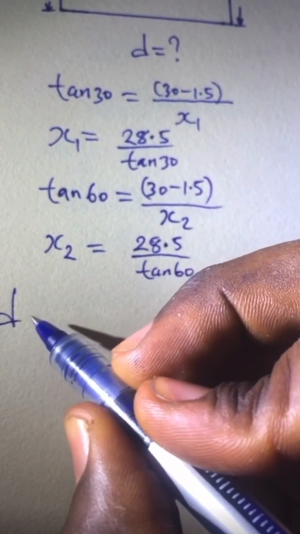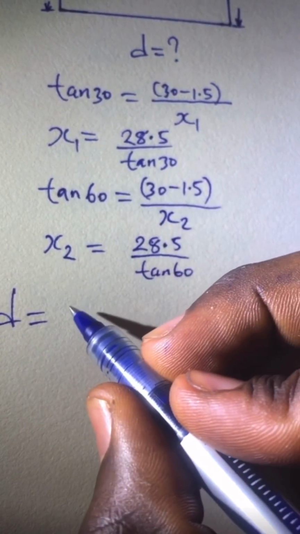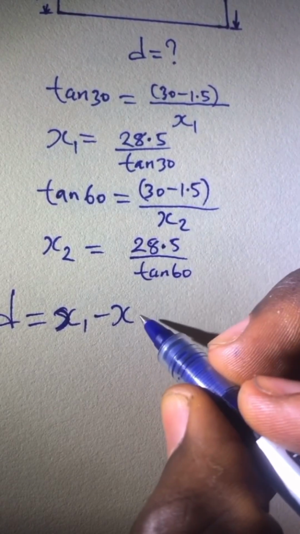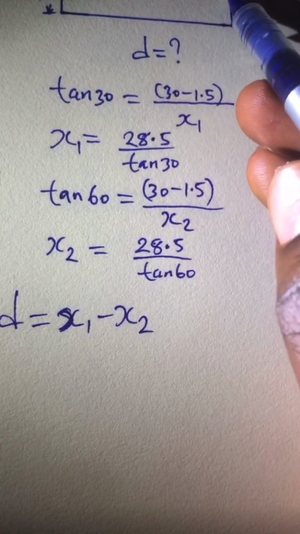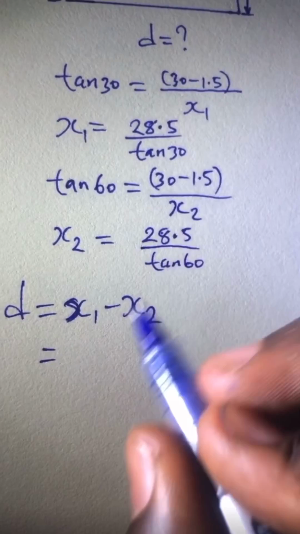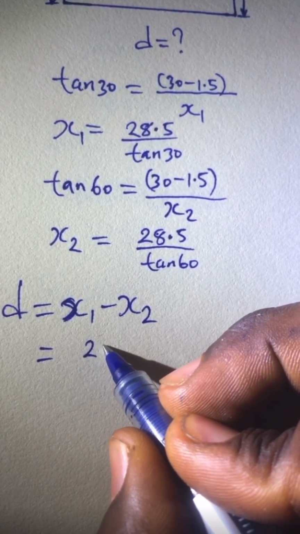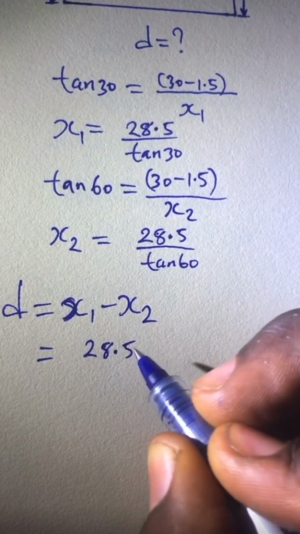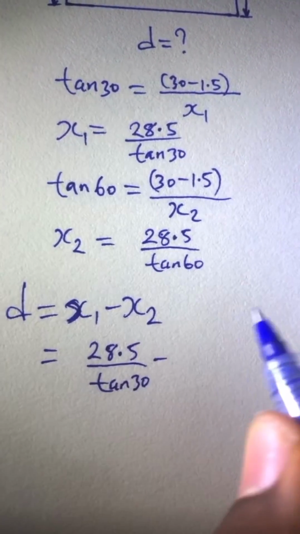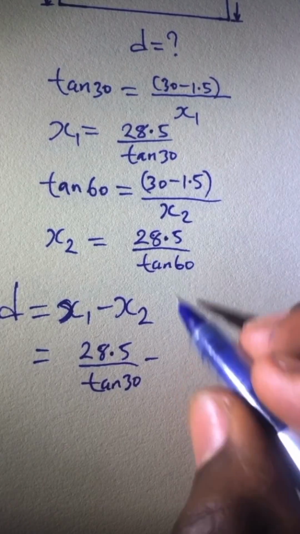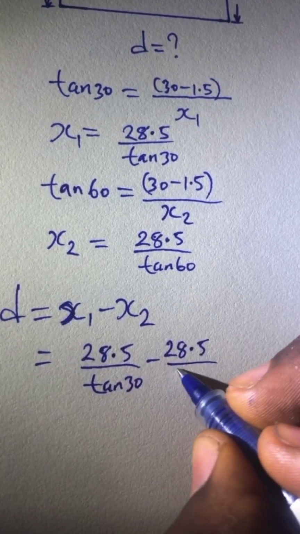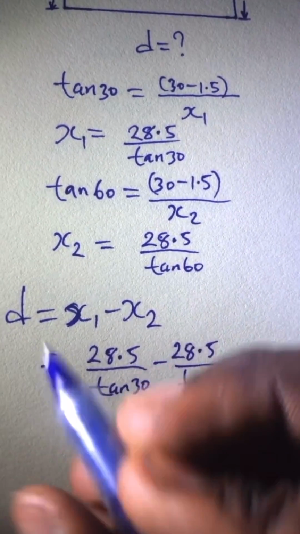and our D will be equal to s1 minus s2. The full length minus this length will give us D, which implies that 28.5 over tan 30 minus 28.5 over tan 60. This is our D.